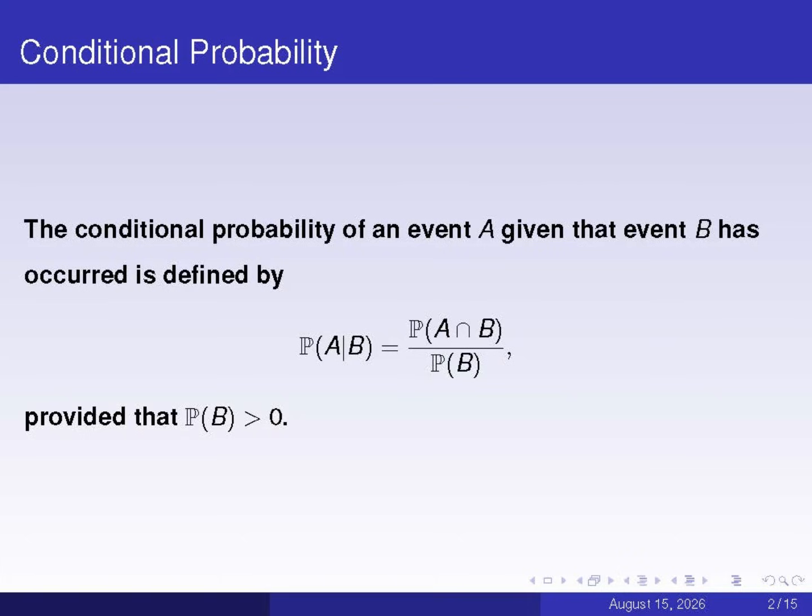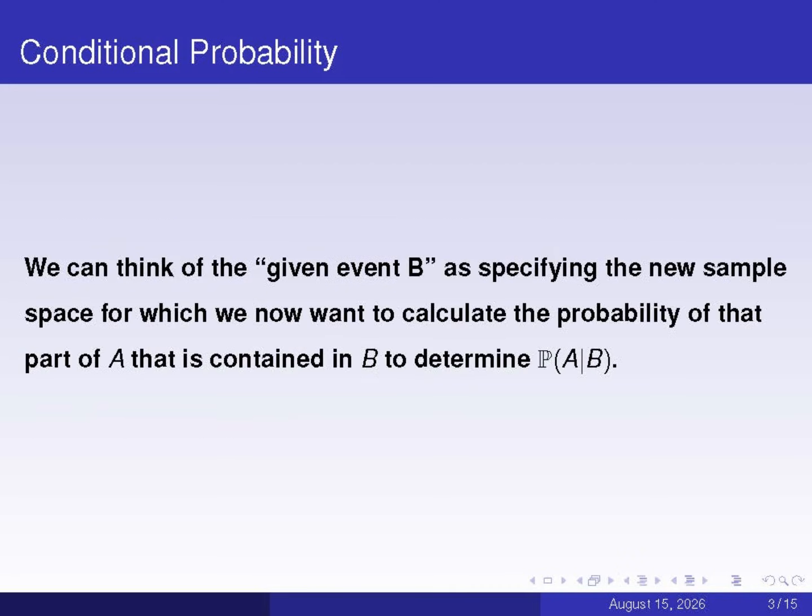Intuitively, it represents the probability of event A occurring after event B has already occurred. In other words, using the probability of event B as the base reference in the denominator, we measure the probability that both events A and B occur simultaneously. We can think of the given event B as specifying a new sample space. On this basis, we wish to calculate the probability of that part of A contained within B, thereby determining the conditional probability P of A given B.